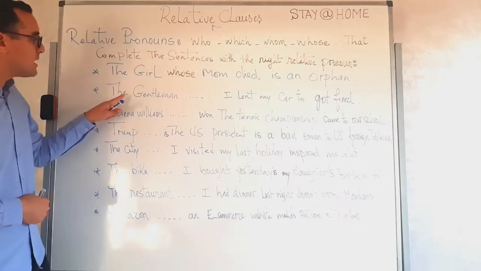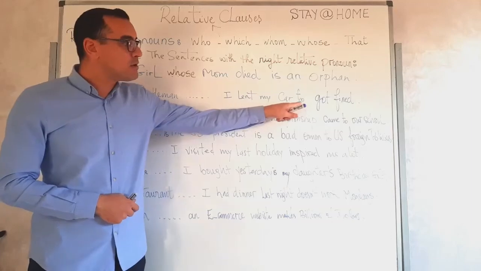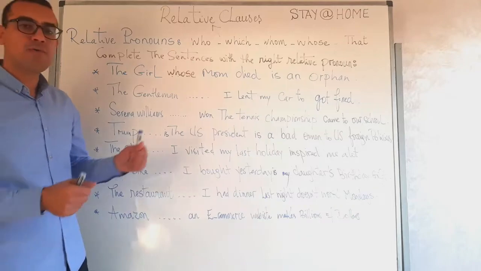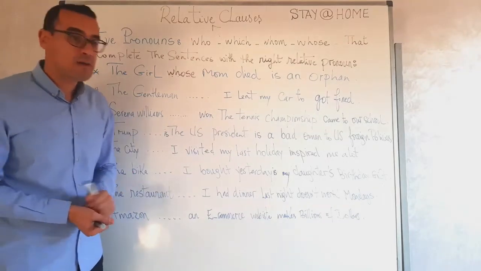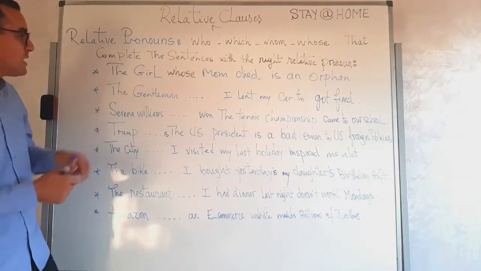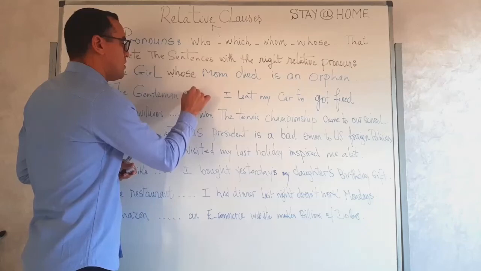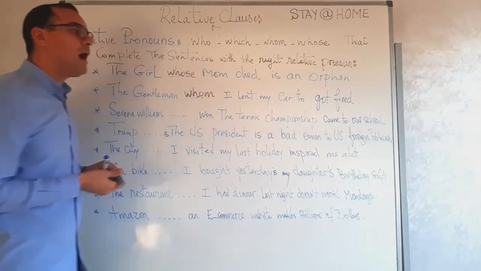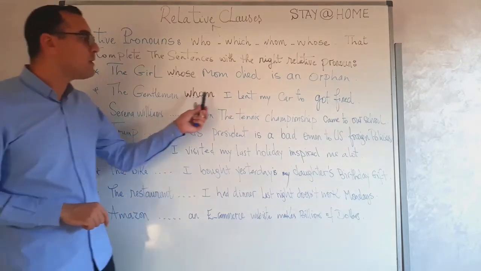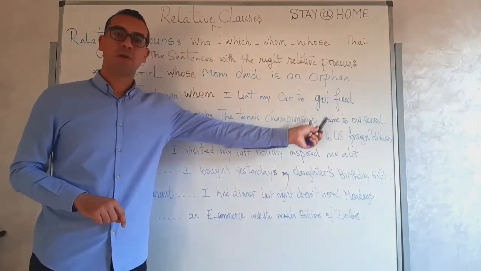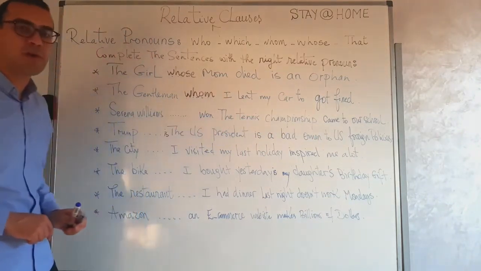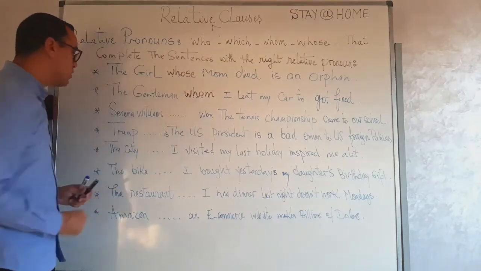Number two, the gentleman I lent my car to got fined. Maybe because he drove through the red light. So he got a fine from the police officer. So the gentleman whom I lent my car to, because we have an object pronoun. So the gentleman whom I lent my car to got fined. So I lent my car to him. The relative pronoun we need here, what is appropriate, is who.